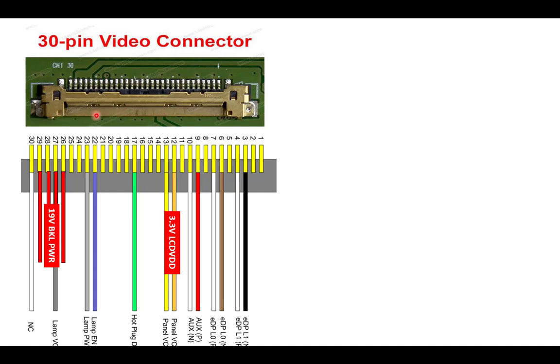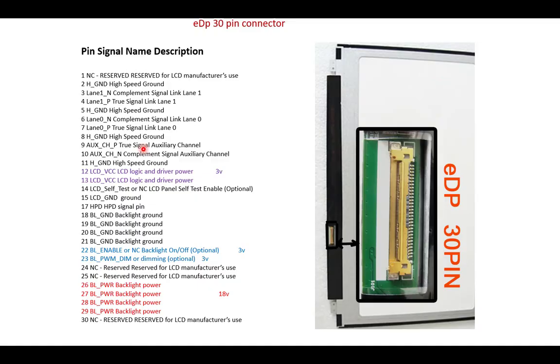So here are some signals. This is a 30 pin connector, and you can see here pin numbers 26, 27, 28 are the 19 volt. Pin number 22 is the enable. 23 is the backlight brightness. Pin numbers 12 and 13 are the 3.3 volt LCD VDD. Then there is the aux channel, and this is the main line. One more signal is called LCD detect, or the hot plug detect, that is pin number 17. So these are the pin outs of the 30 pin connector.